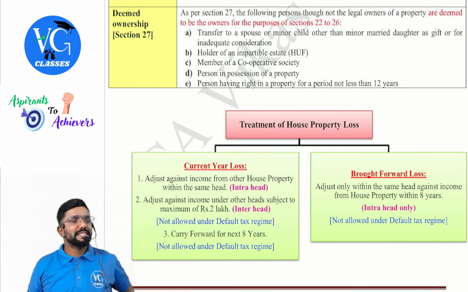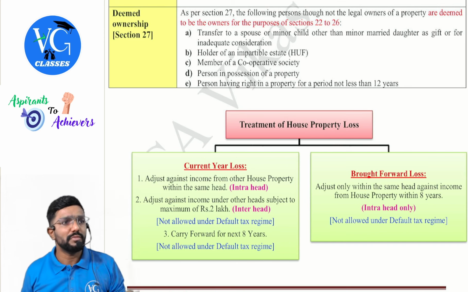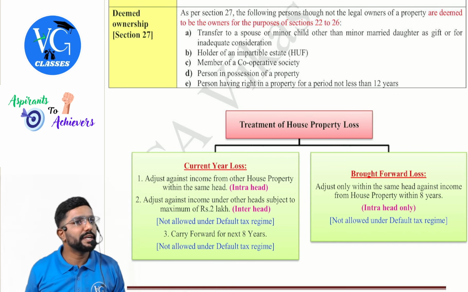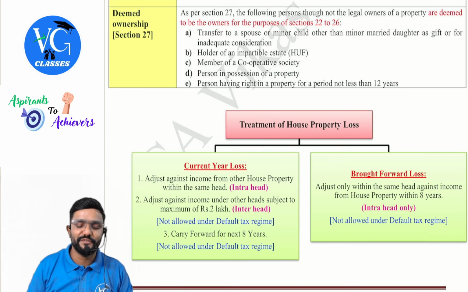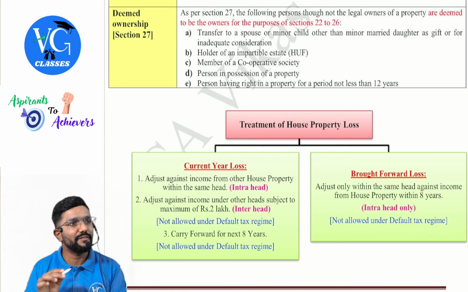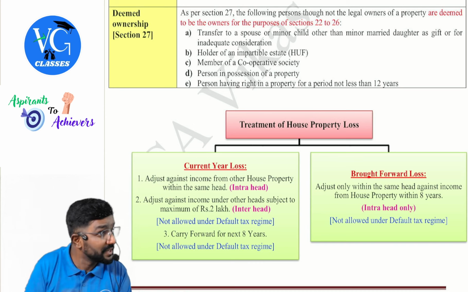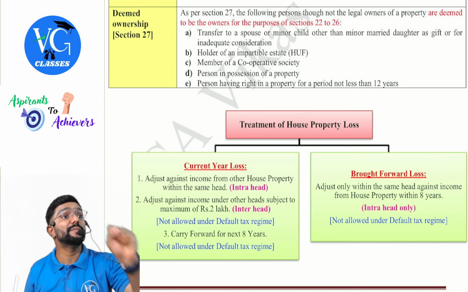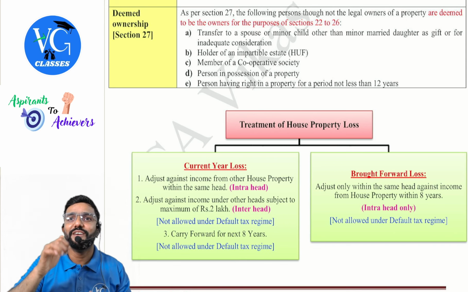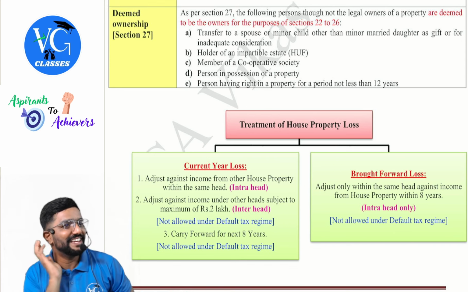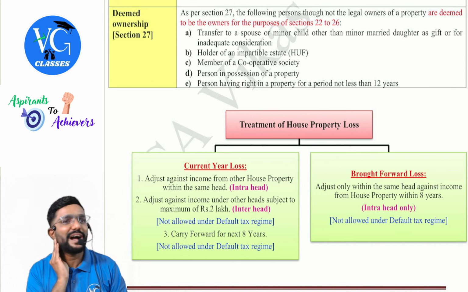Deemed ownership. Sir, section 22 clearly says the assessee should be the owner. Correct? Yes. Owner means the legal owner. But they have given a few exceptions under section 27. In the following cases, even though the assessee is not the legal owner, we consider him as deemed owner. When you are considered deemed owner, section 22 is applicable. Should we compute income from house property for you? Yes. Are you liable to pay tax on that? Yes.